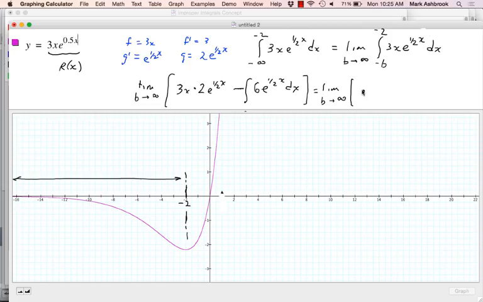So rewrite that. So 6x e to the 1/2 x, and we know that's going to be from negative b to negative 2. And then minus antiderivative e to the 1/2 x. I have 6. I also need another multiple of 2, right? So 12. And that's going to be from negative b to negative 2. Could have just written that once outside the bracket. Doesn't matter.